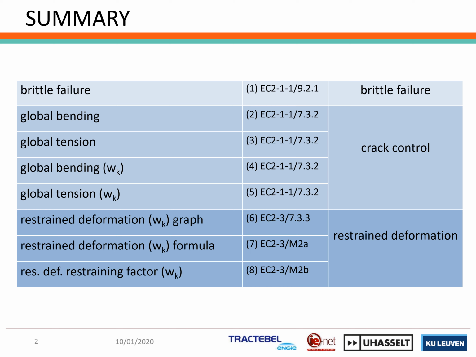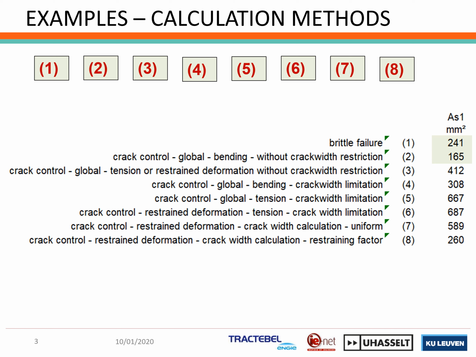For restraint deformation, it can be based on a graph. The steel stress can be based on a graph, or it can be done by direct calculation. And the last method for restraint deformation is based on a restraining factor, on an epsilon free. The result varies from 165 square millimeters up to 687. It is important to choose the right calculation method.